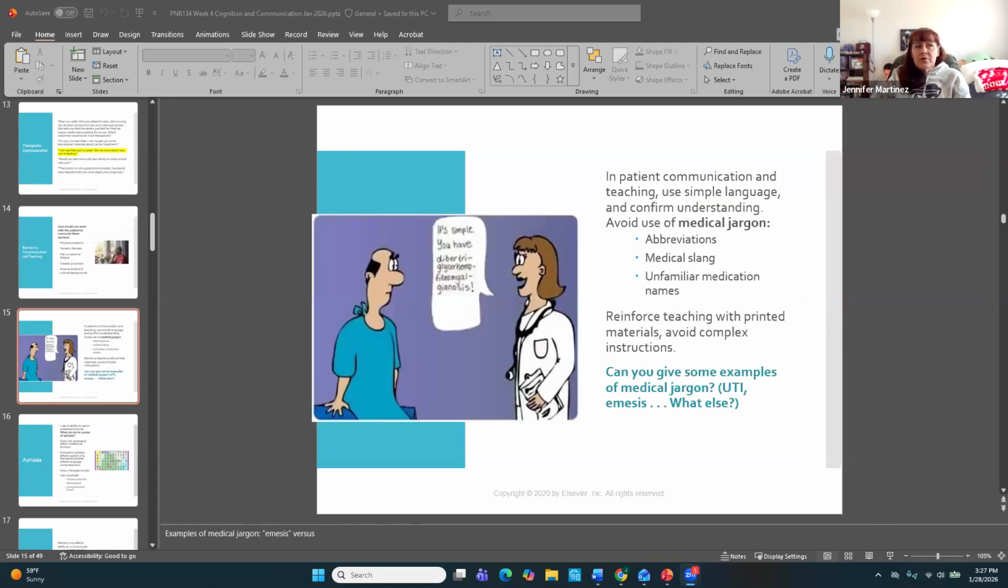So when we talk to patients with patient communication and teaching, we want to use simple language. We want to confirm that they understand. All right. So we don't want to use medical jargon. And I know you're going to go through this whole nursing program. We're going to teach you a lot of big words. And then I sit here and tell you don't use those big words with your clients, right? Okay. It's okay to use them with your coworkers, your fellow nurses and other people.